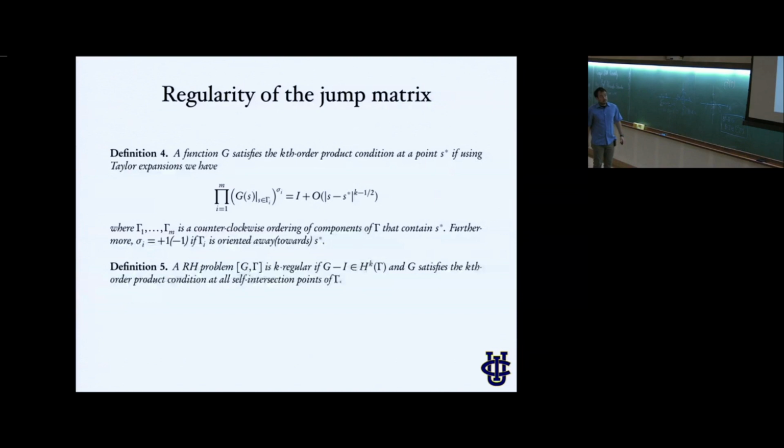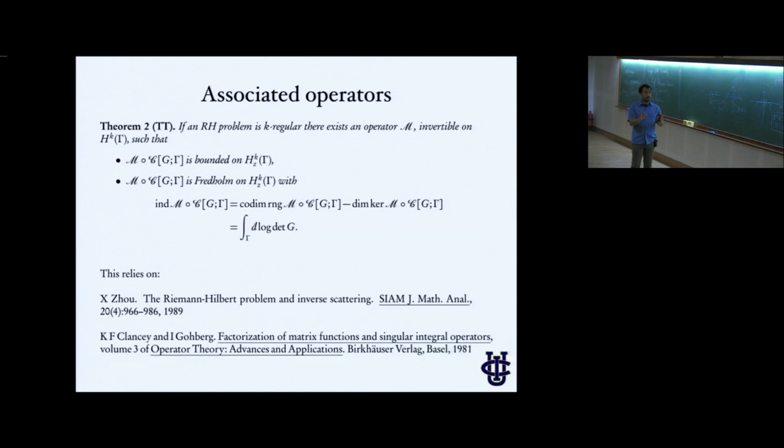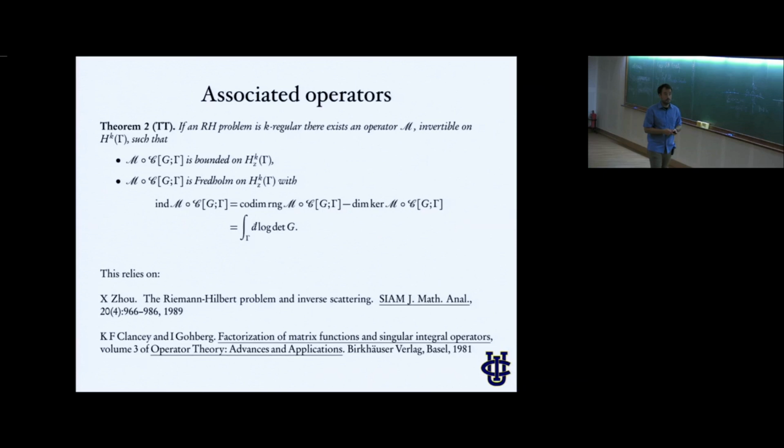And so you can go through the whole thing and say, okay, if I have this K-regular Riemann-Hilbert problem, I have all my conditions at all my intersection points, and I only act on functions that satisfy the right order zero-sum condition, I apply this operator, and then I can write down an explicit M, which is actually just an algebraic factorization of the jump matrix. I won't get into the details, but you can fix up the operator in the right way by multiplication on the left, and you turn it into a nice bounded operator on your space of functions that satisfy the right order zero-sum condition.